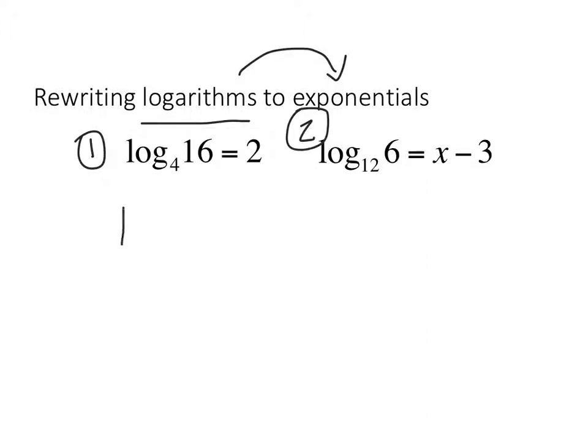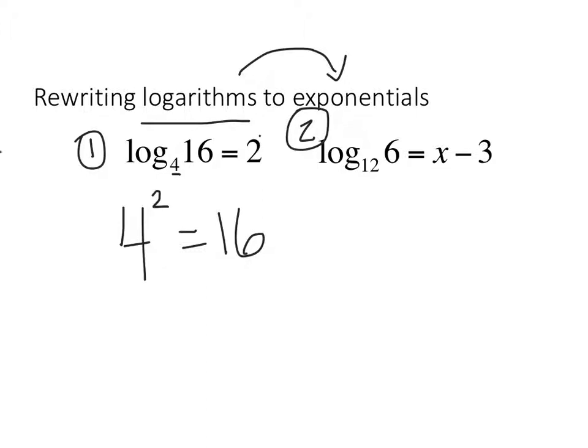So the first thing I need is my base. Well, my base is that little number right there. So 4 is my base. Logarithms equal exponents, so I know that 2 is going to be my exponent. So I'm going to say 4 to the 2 power equals 16.